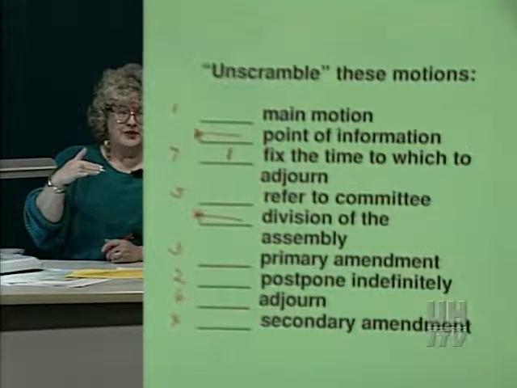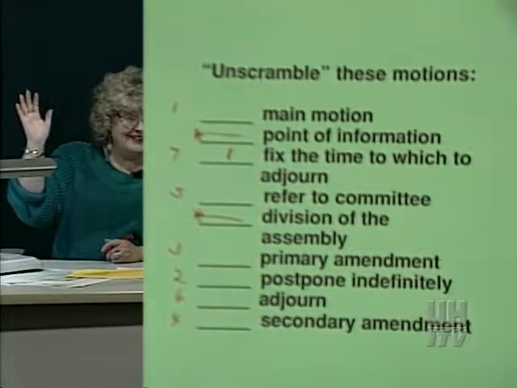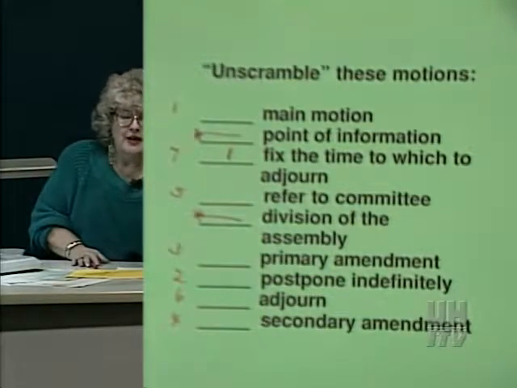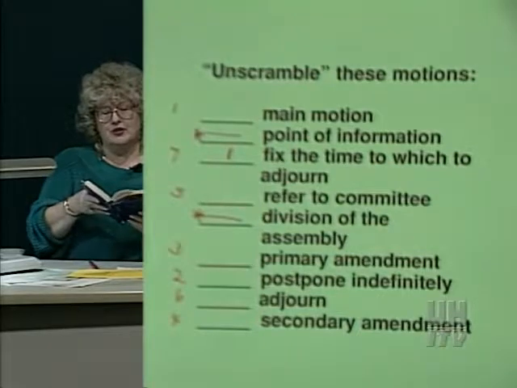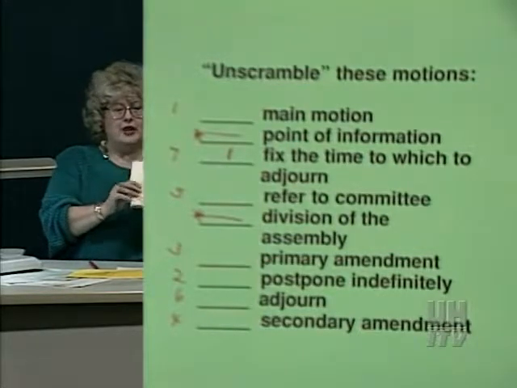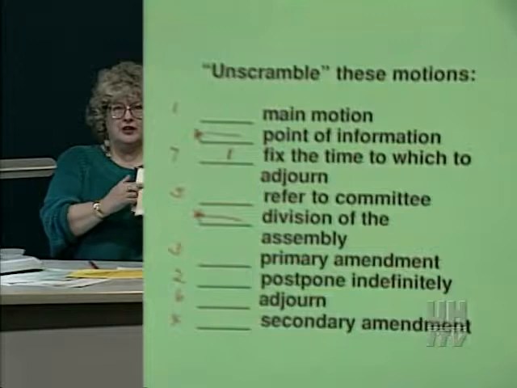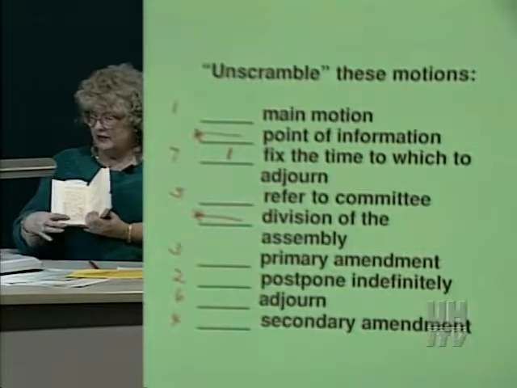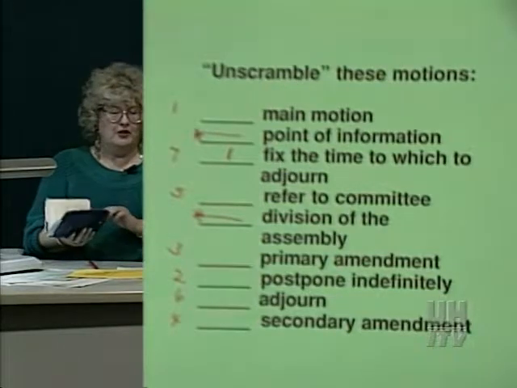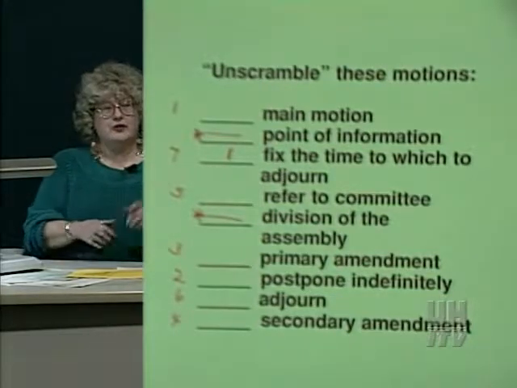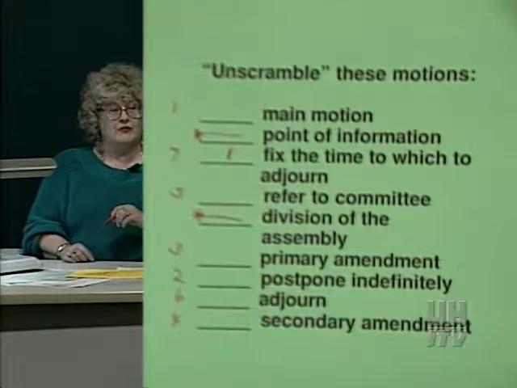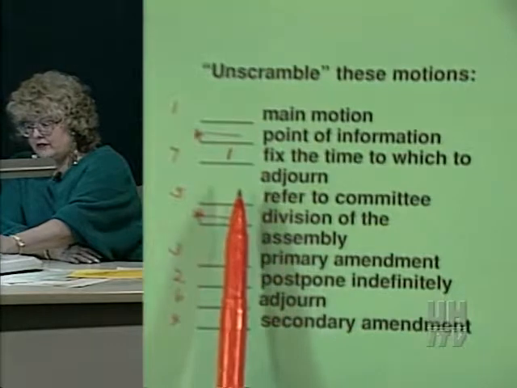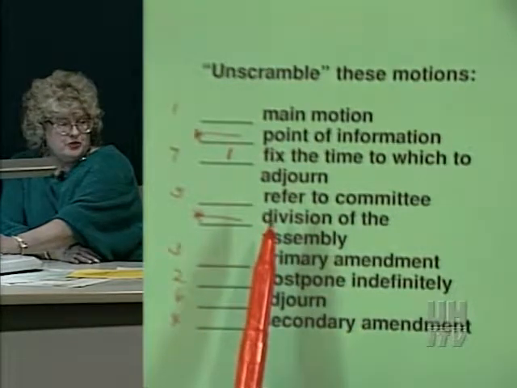Have I lost anybody out there? Remember those ranking motions, and if you've forgotten, go back to the front of the tinted pages in Robert, where all those little arrows and that listed chart and everything is. Take a look at that and jog your memory on those. So you're going to vote on them in reverse order. The first thing you'll vote on is fix the time to which to adjourn.